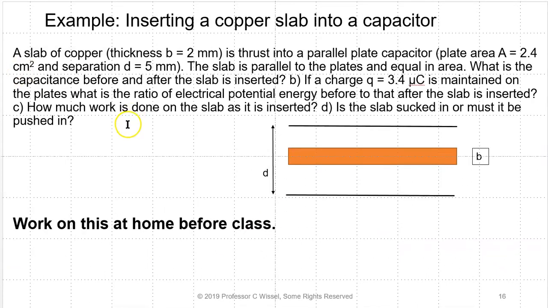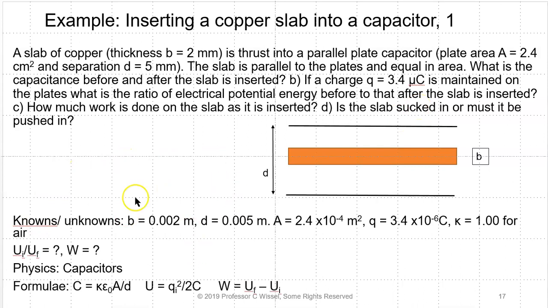Here's another example. We have a slab of copper, thickness of B equals 2 millimeters, is thrust into a parallel plate capacitor. The area of the plates is 2.4 square centimeters, and the separation between the plates is 5 millimeters. The slab is parallel to the plates and equal in area to the plates. What is the capacitance before and after the slab is inserted? If a charge of 3.4 microcoulombs is maintained on the plates, what is the ratio of electrical potential energy before to that after the slab is inserted? How much work is done on the slab as it's inserted? Is the slab sucked in or must it be pushed in?